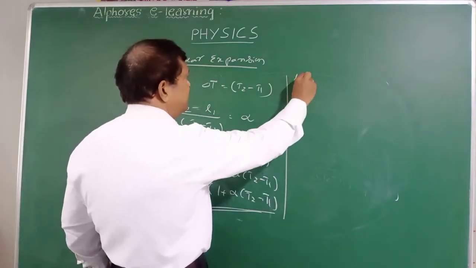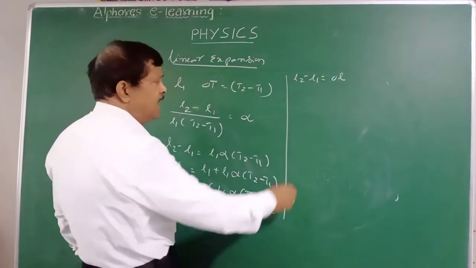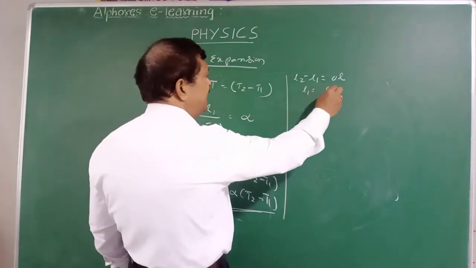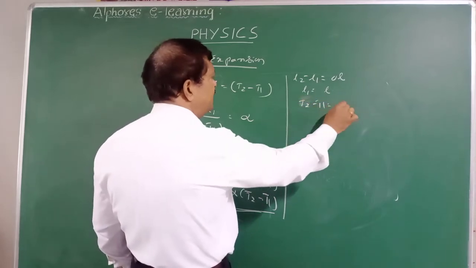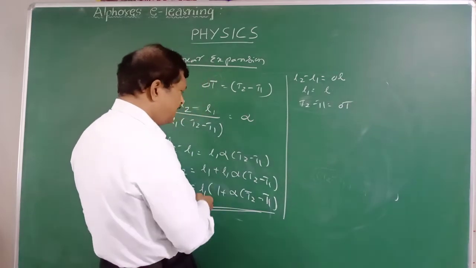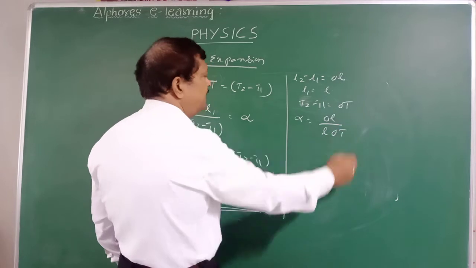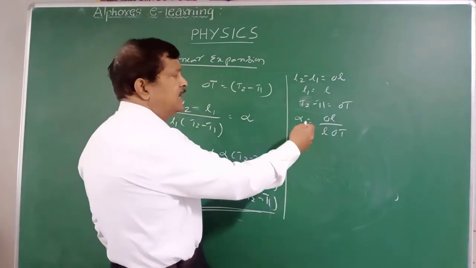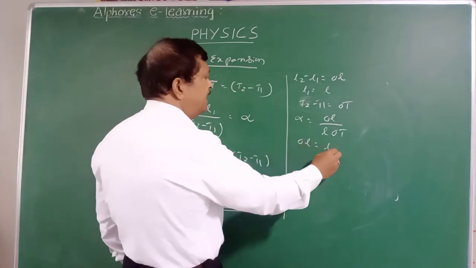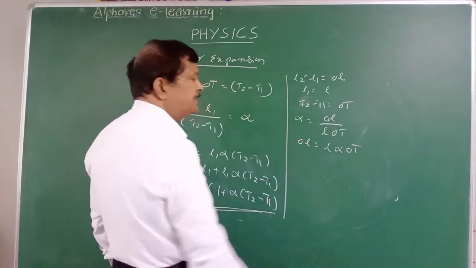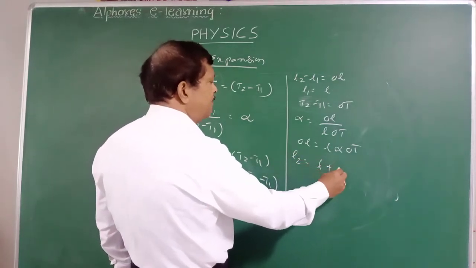Corresponding to the change in length, let us say L2 minus L1, let us say it is delta L. And let us say initial length L1 is L. And change in temperature, let us say T2 minus T1 equal to delta T. Then what you will have? Alpha equal to delta L by L of delta T. Delta L equal to L alpha delta T. You can find out like this. And the change in the length we can also write as L alpha delta T. And final length L2 equal to initial length L plus delta L.